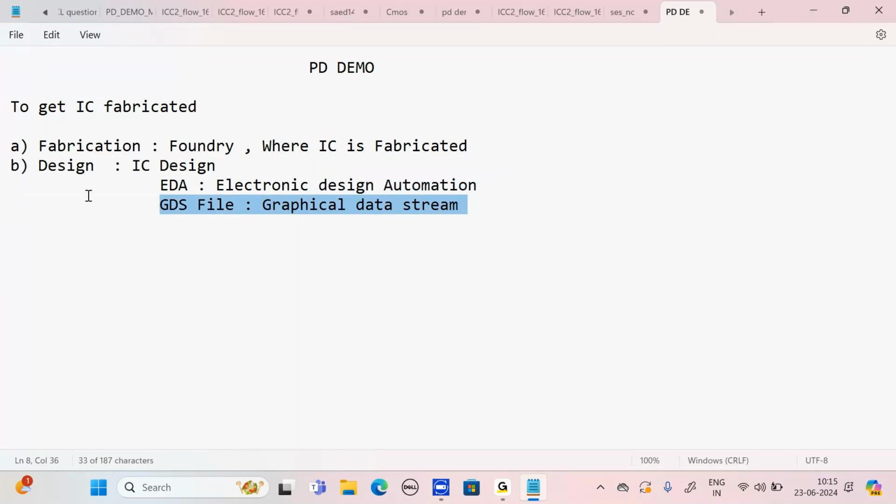Then what is present in this GDS file? Ultimately, we have to generate a GDS file, and this GDS file we have to give to the foundry. Based on the information present in the GDS file, the foundry is going to fabricate the IC for me. So in the GDS file, the layout of cells is present. Cells means gates.